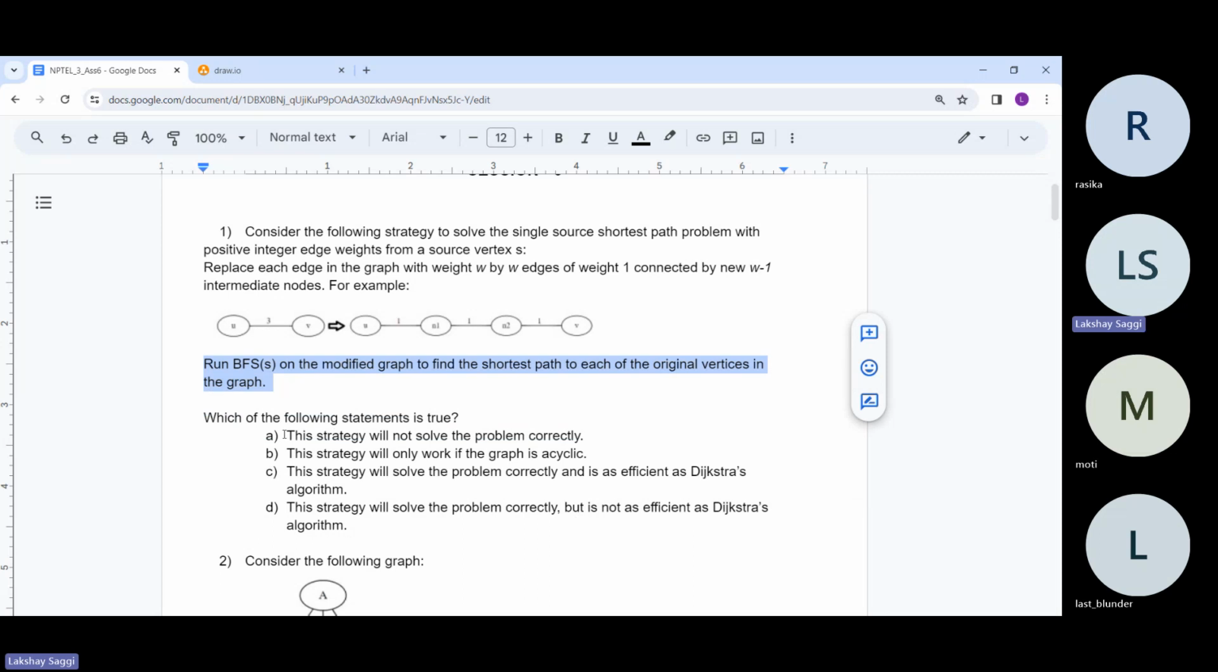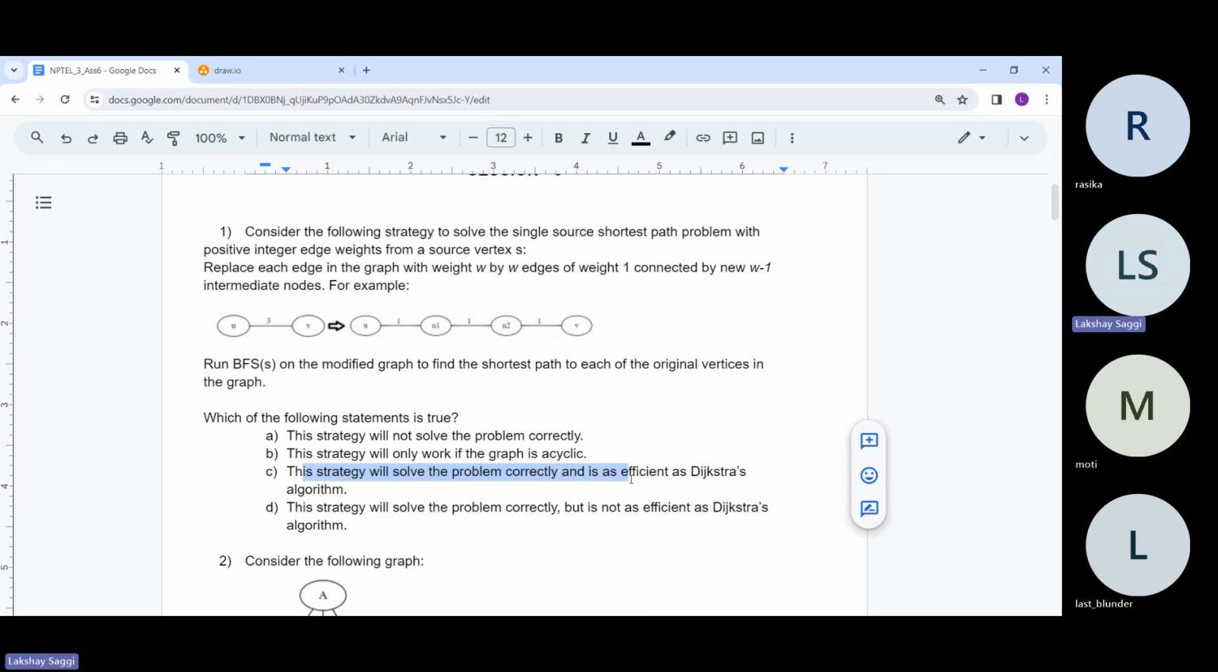So now there are four options. First of all, this is a strategy suggested in the question. First of all, we don't even know if this strategy is correct, right? So the problem asks this: this strategy will not solve the problem correctly. This strategy will only work if the graph is acyclic. This strategy will solve the problem correctly and is as efficient as Dijkstra's, or this strategy will solve correctly but is not efficient.